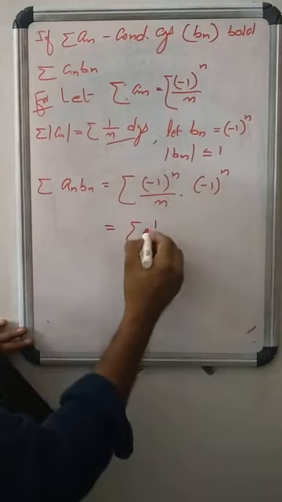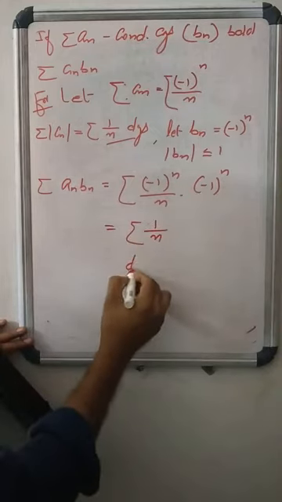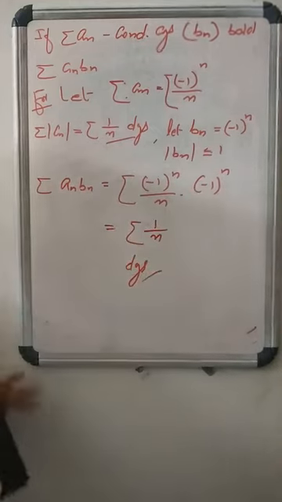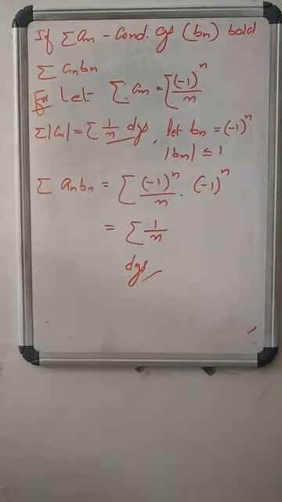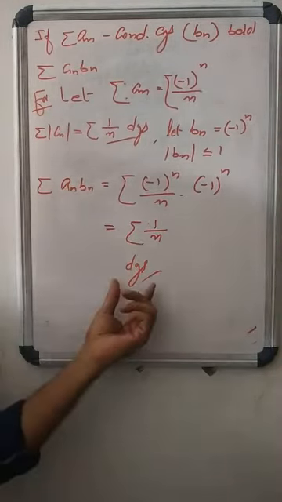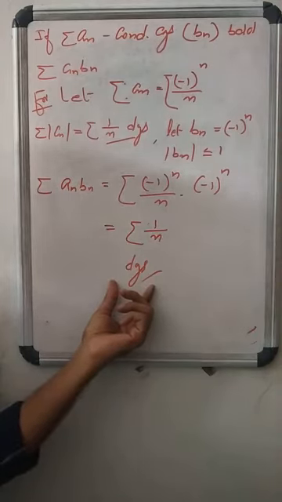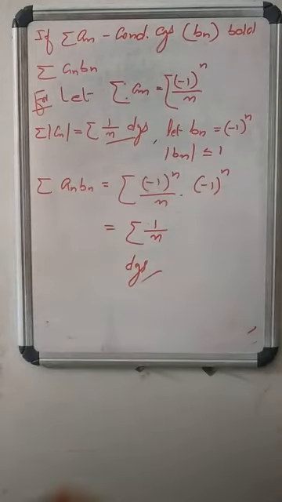So it is sigma 1 by n. What is sigma 1 by n? Sigma 1 by n is a harmonic series and we say that it is divergent. So sigma an bn is always divergent? Here, not always, it may diverge. So that is another result.